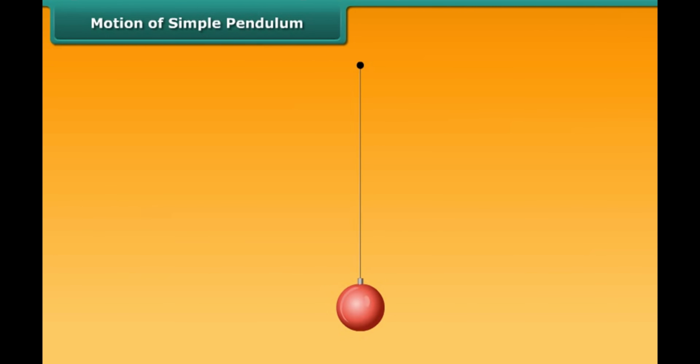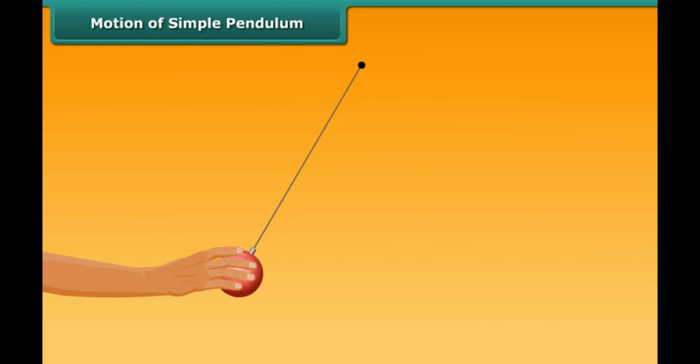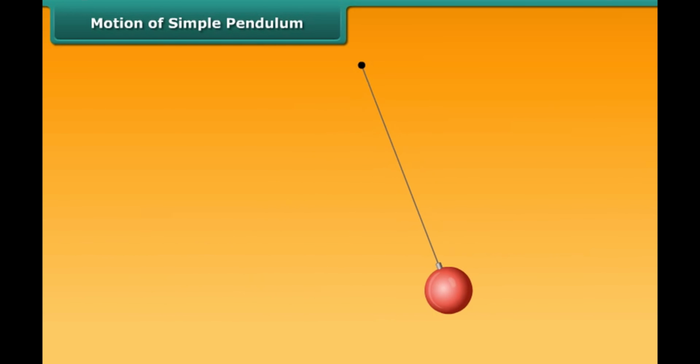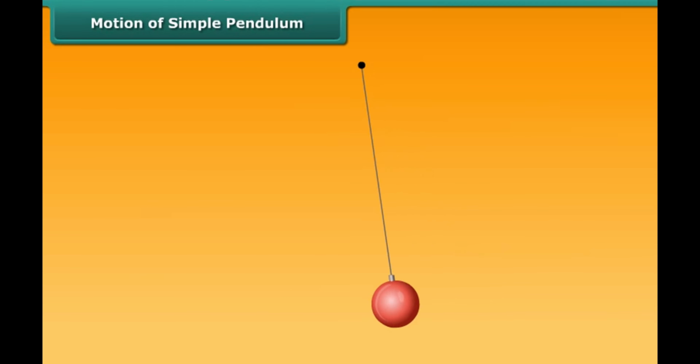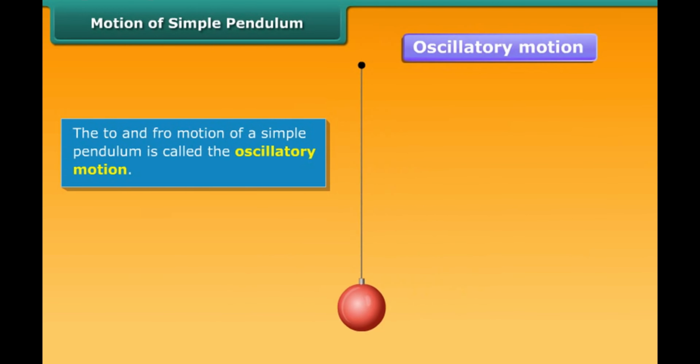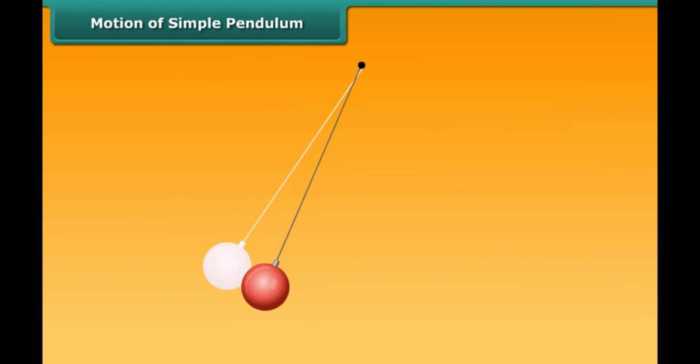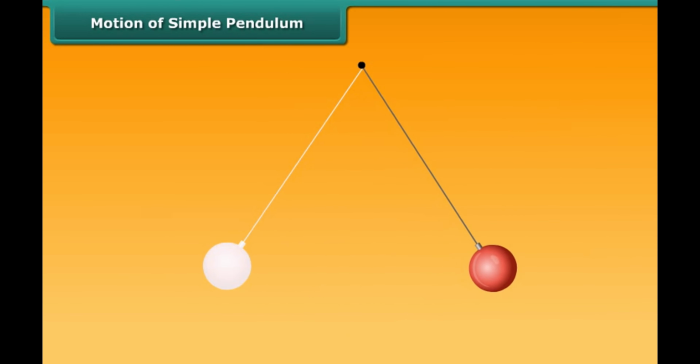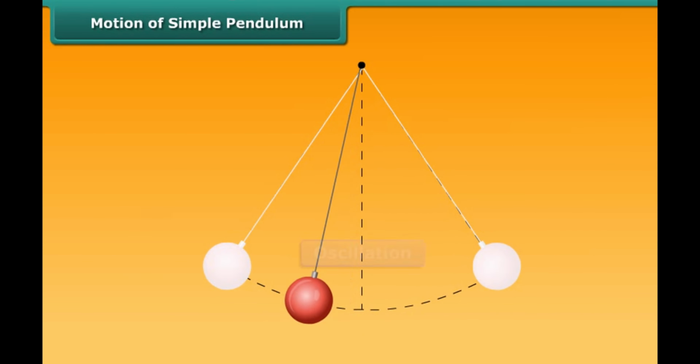Suppose the bob of a simple pendulum is in equilibrium. If we now take it to one side, left or right, and release it, it begins to move to and fro. This to and fro motion of a simple pendulum is called the oscillatory motion. 1 full to and fro motion of the pendulum is called an oscillation.